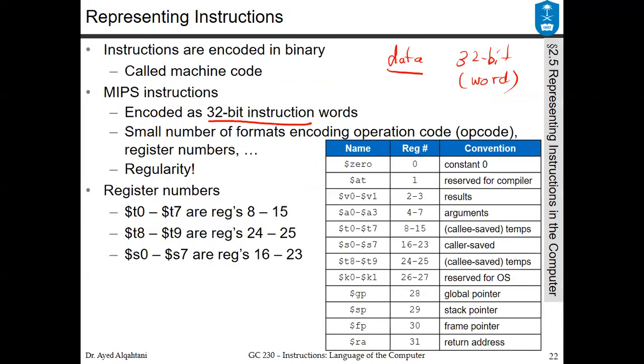Now going back, a small number of formats encode operation codes, or what we call the opcode, followed by register numbers, followed by many other fields. We need to organize this in a regular way to make remembering them easier. And when we design the hardware in future chapters, we will find that it will give us a huge advantage in terms of performance.